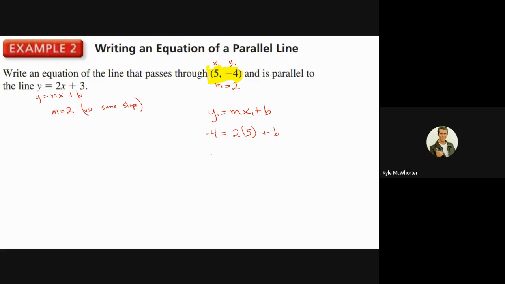2 times 5 is 10, so we get -4 equals 10 plus b. Then, to get b by itself, subtract 10 from each side. And we get -14 equals b. So our slope is 2, our y-intercept is -14. So the equation of the line that goes through this point and is parallel to that one is y equals 2x minus 14.